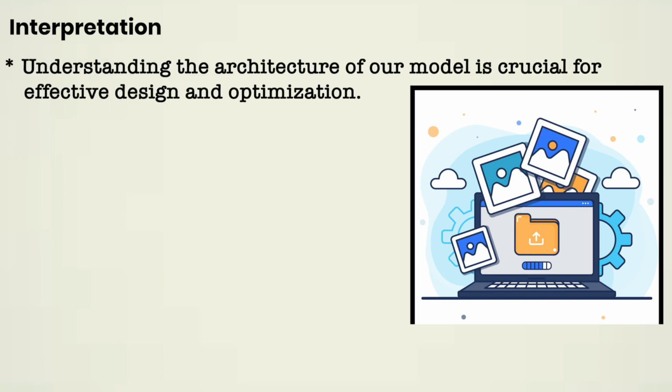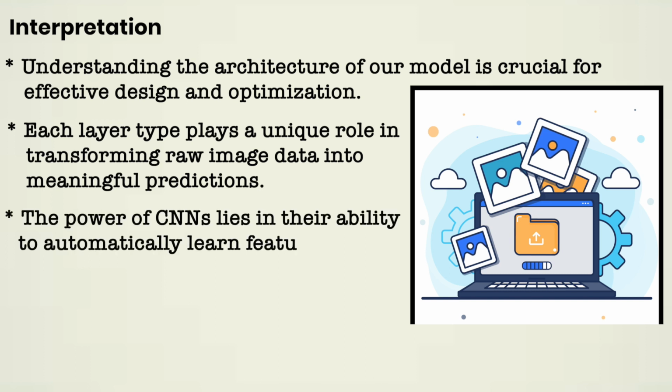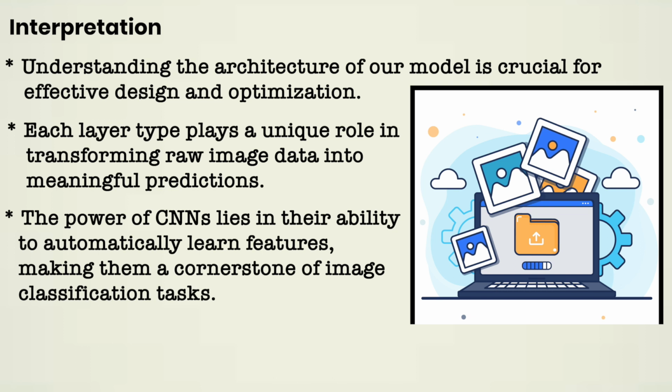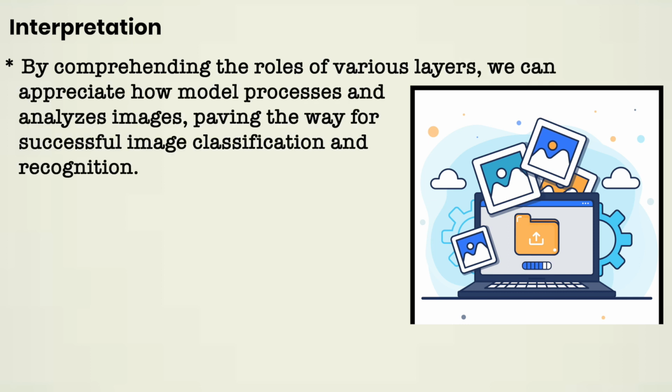Understanding the architecture of our model is crucial for effective design and optimization. Each layer type plays a unique role in transforming raw image data into meaningful predictions. The power of CNNs lies in their ability to automatically learn features, making them a cornerstone of image classification tasks. By comprehending the roles of various layers, we can appreciate how the model processes and analyzes images, paving the way for successful image classification and recognition.